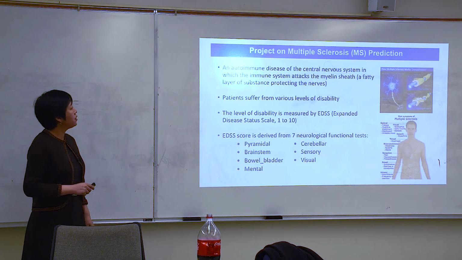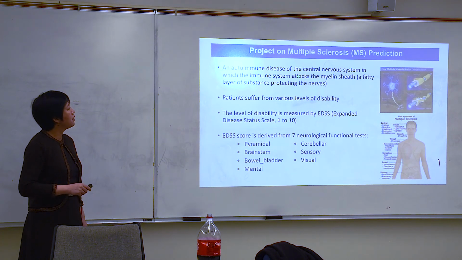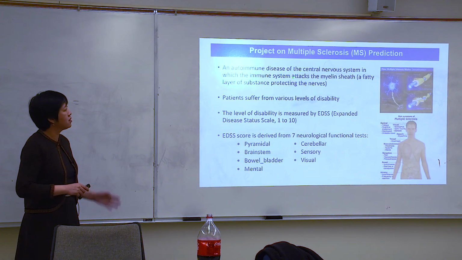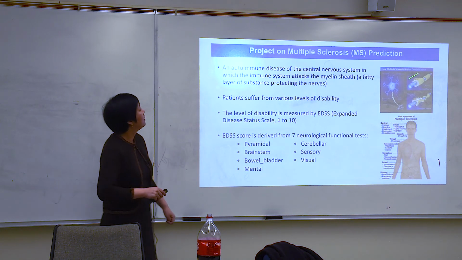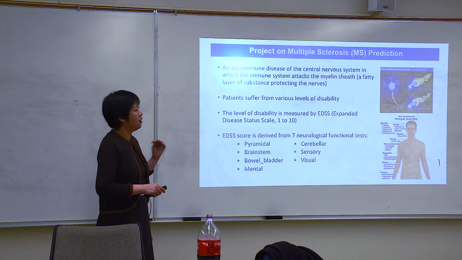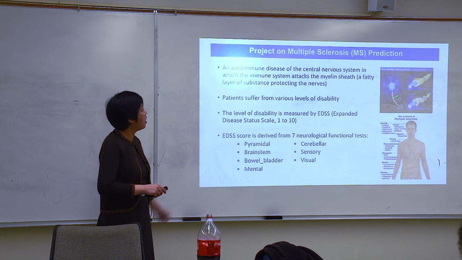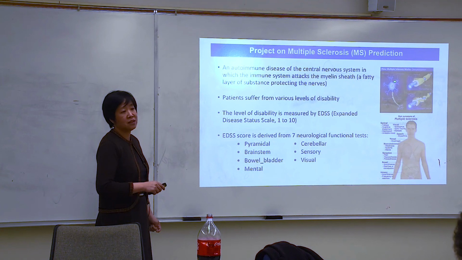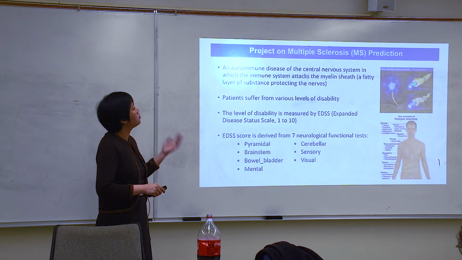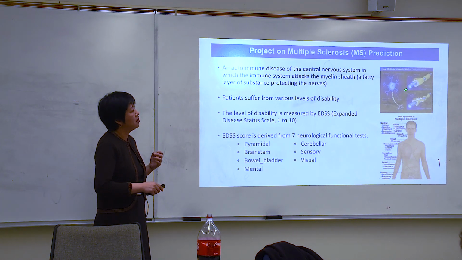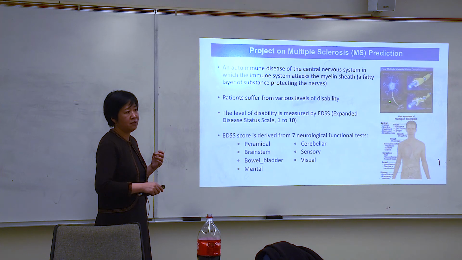It's an autoimmune disease of our central nervous system, in which the immune system will attack the protective layer of our nerves, which is called the myelin sheath. And then it will eat it away, actually. And then the body will try to heal it, and then the immune system will attack it again. So after a few times, there will be scars along your nerves, this protective layer.